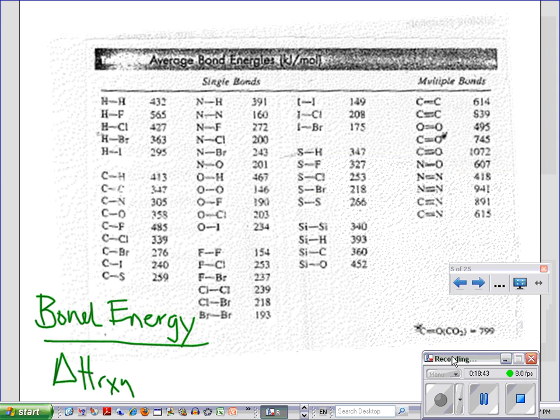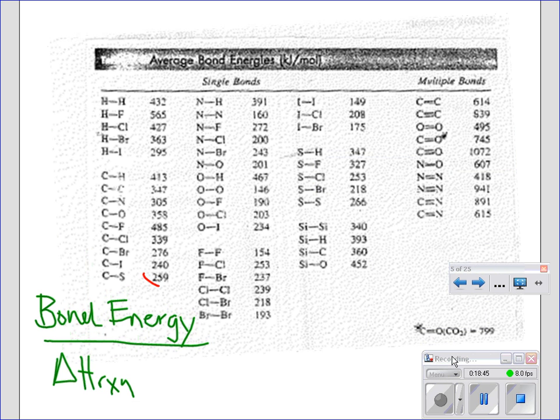What these numbers are, simply enough, this 259 right here is the number of kilojoules per mole required to break C-S. It's also the amount that's released when C-S is made. So all these bonds have energies associated with them. I'm going to give you a couple days to memorize it. I'm just kidding. You don't have to memorize it. You'll always be given what you need.